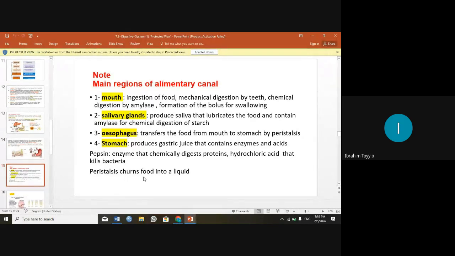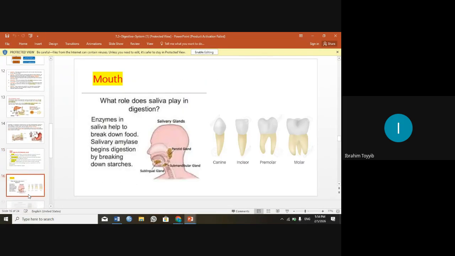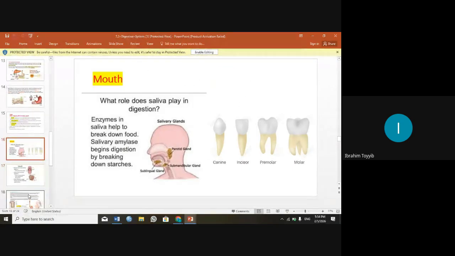So peristalsis turns food into what? Into a liquid. That's churning. So you can see what role saliva plays in digestion. Enzymes in saliva help to break down food. Salivary amylase begins digestion by breaking down starch into what? Maltose. So you can see the teeth: canine, this is the shape of the canine, incisors, premolars and molars.